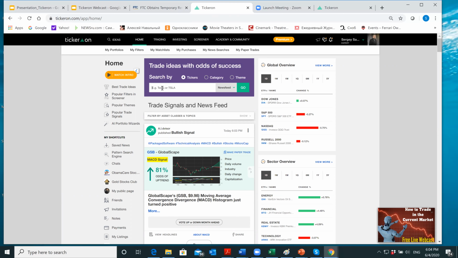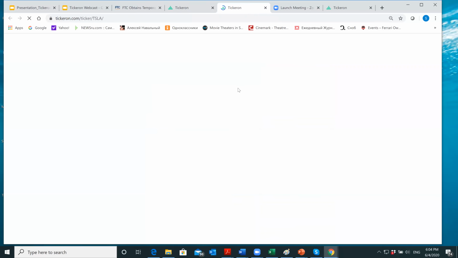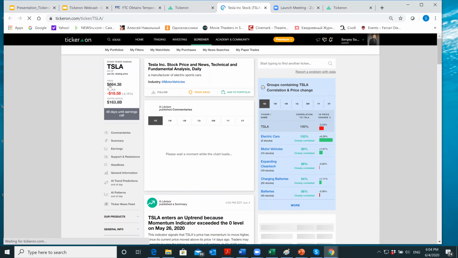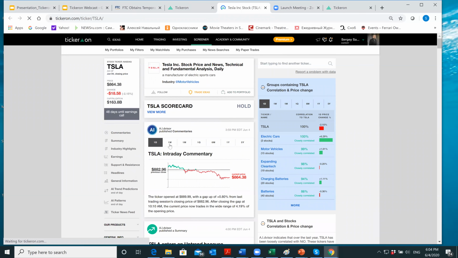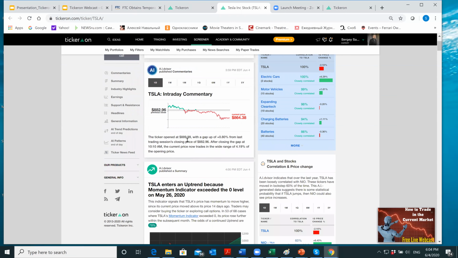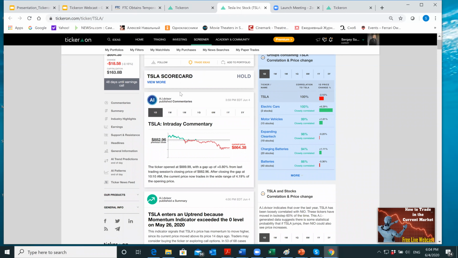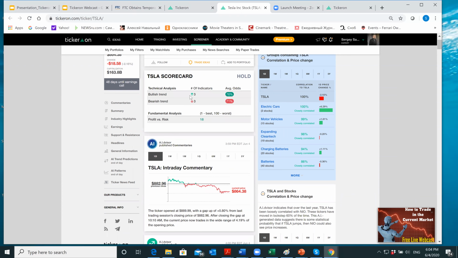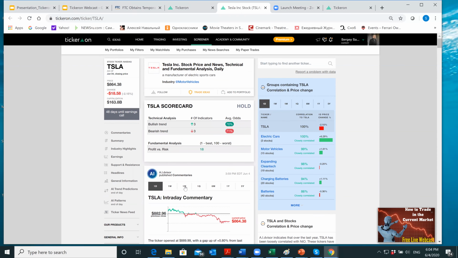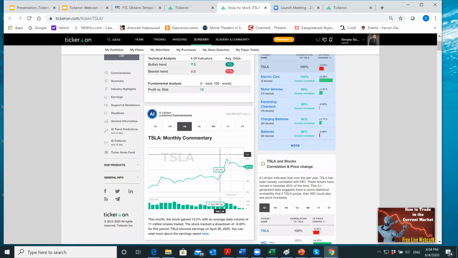For instance, if you want to find out what's going on with Tesla or any other stock, you just type here, click here, and go to all signals on the newsfeed related to Tesla. You're going to find updated information, charts, and what our system thinks about Tesla. At this moment, the scorecard says hold. That means there is some kind of uncertainty, and it's unclear whether it's going to go up or down.